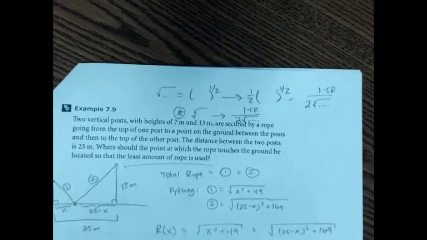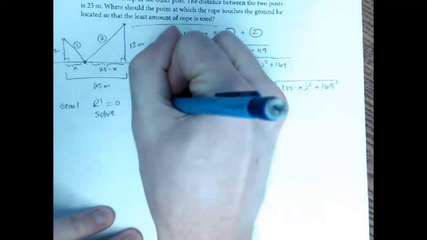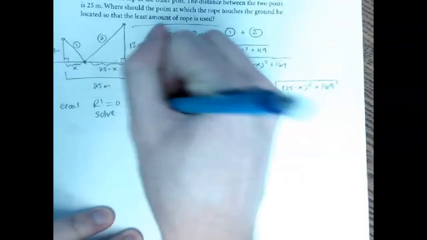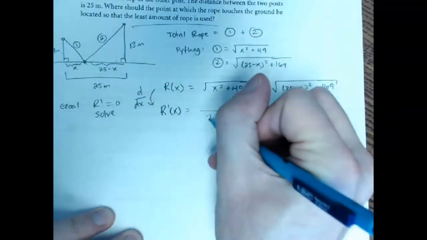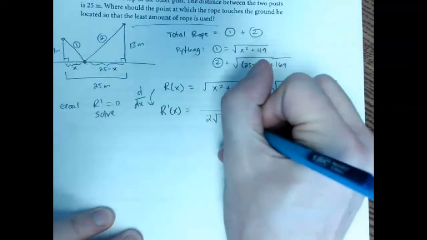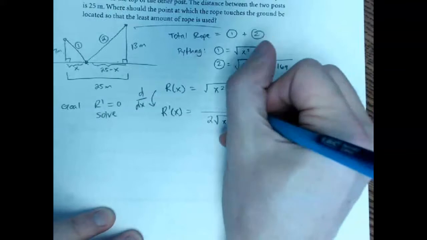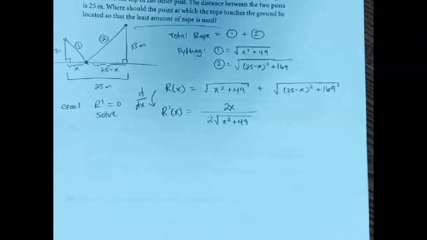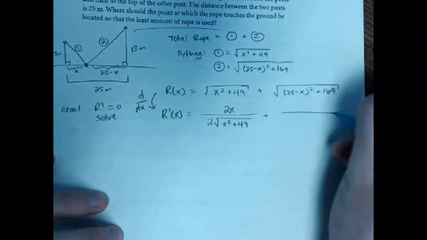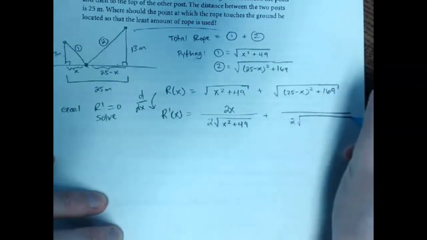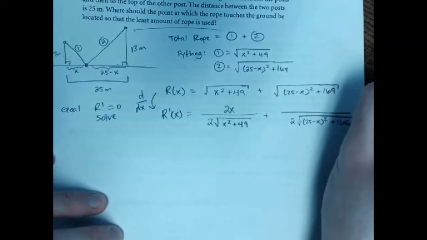Okay, so now let's go through and take the derivative of this r function. I have a square root, so I know 2 of the roots is going to be on the bottom. And then chain rule, what is the derivative of the inside? That goes to the top. Okay, so the first part's done. Plus, now here we have a square root. So 2 of those roots are going to go on the bottom, and then the chain rule needs to go to the top.